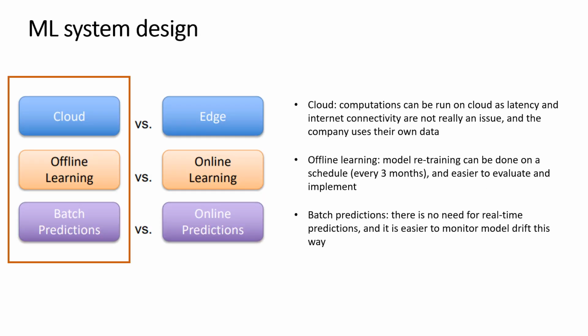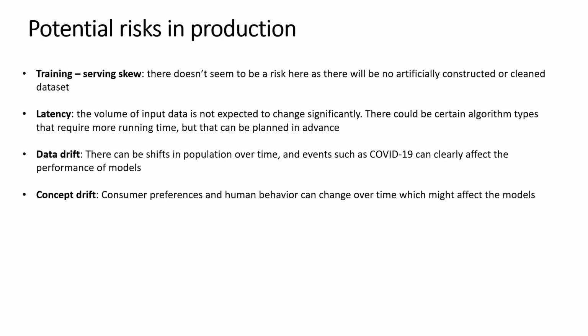machine learning model too. It will be probably a cloud, offline learning, batch predictions combination in terms of system design. The computations can be run on cloud as latency and internet connectivity is not really an issue for the real-time application. Offline learning, so model training can be done on a schedule. I'm suggesting every 3 months probably. This way it will be easier to evaluate and implement the solution. And we can use batch predictions because there's no real-time need.